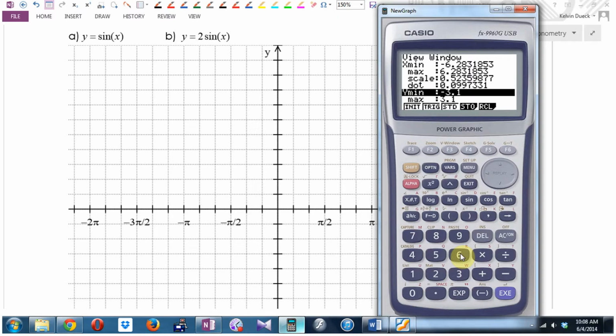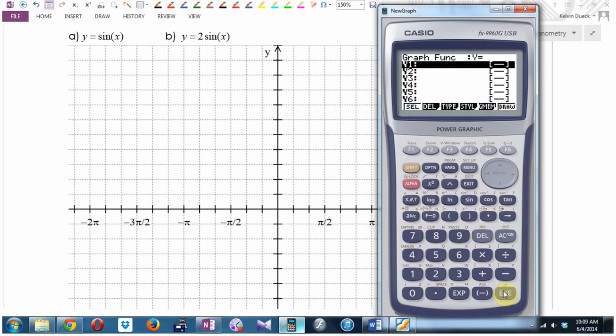Now, even though on my graph paper I go from like negative 10 to positive 10, I'm going to say, trust me, go from negative 3 to positive 3. We're going to come back and change that, and scale 1. So set your view window up that way, please. And then graph sine x and hit draw. You see the shape in front of you? Yes?